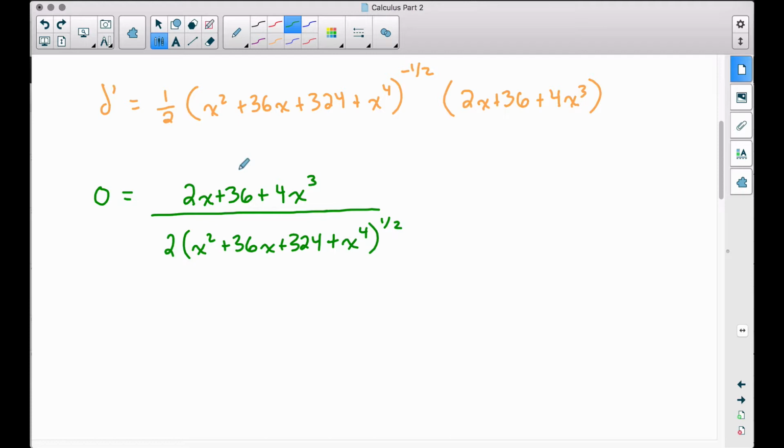is if its numerator is equal to 0. And as long as that value of x does not cause any issues in our denominator, meaning we're not going to have a 0 in our denominator, we're good to go. So that's exactly what I have right here.